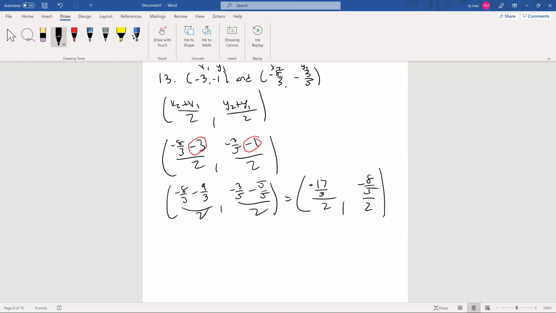When you're dividing a fraction, so like when it's a fraction over another kind of fraction, just multiply the bottoms together. So this will give me -17/6. And then for the other one, it'll give you -8/10. But then that could be simplified to -4/5. And that is your midpoint, (-17/6, -4/5).